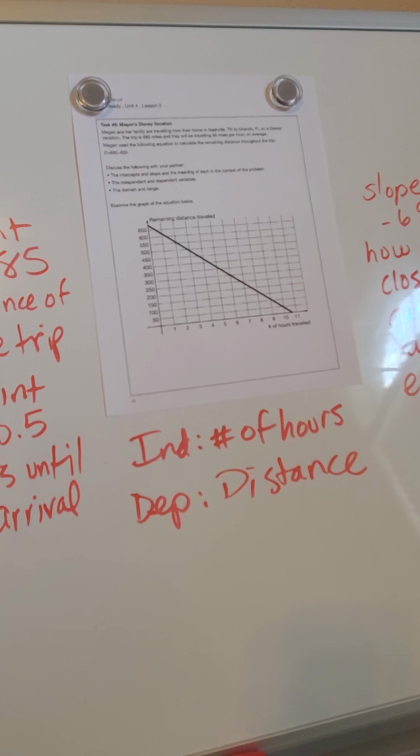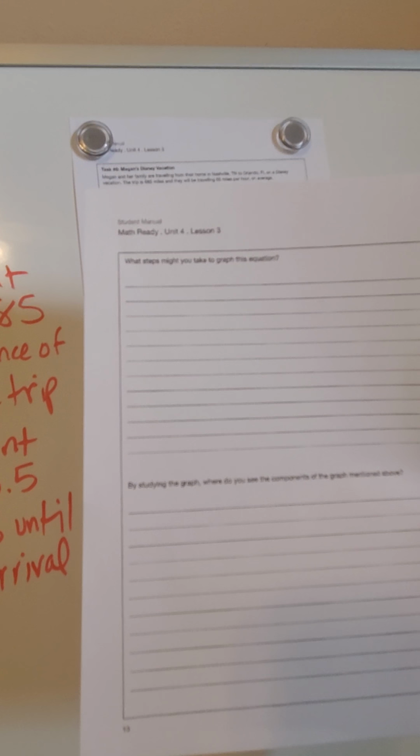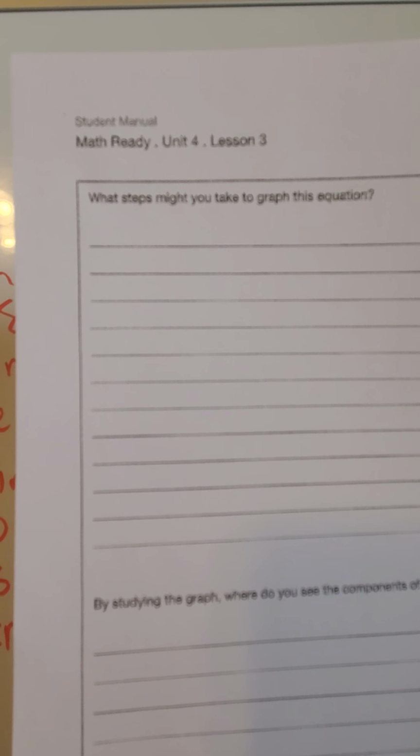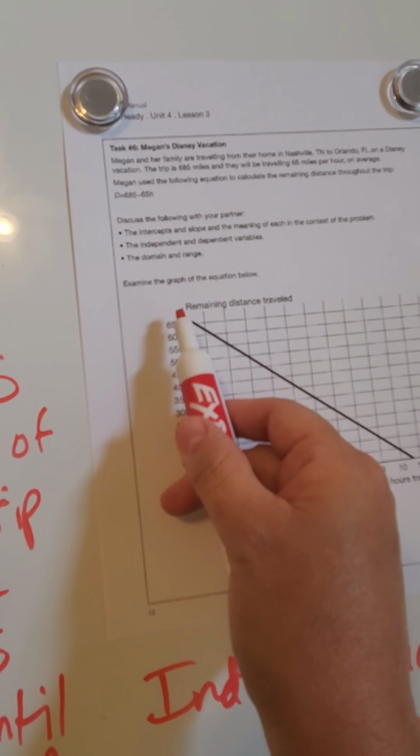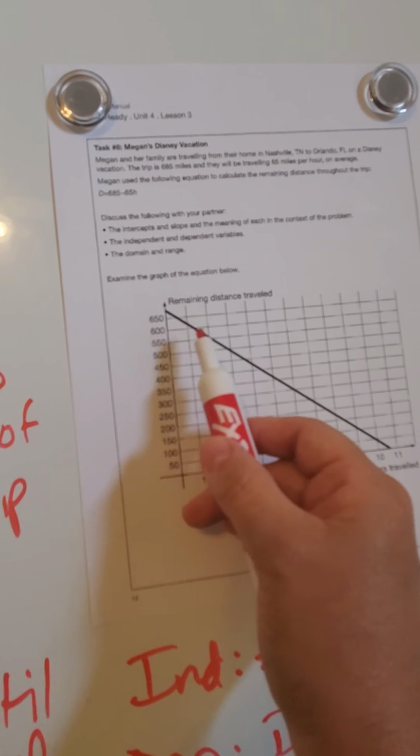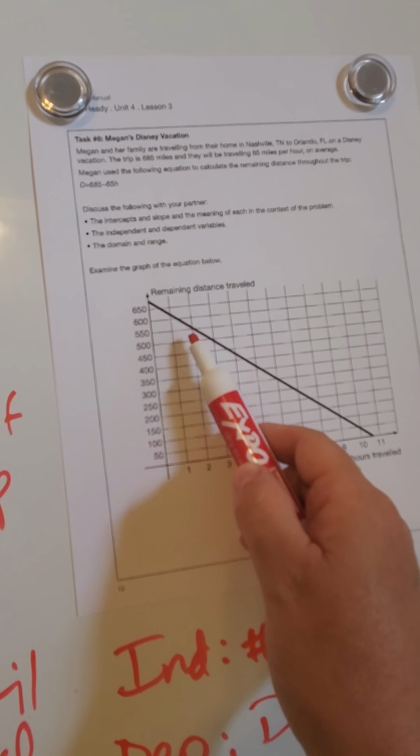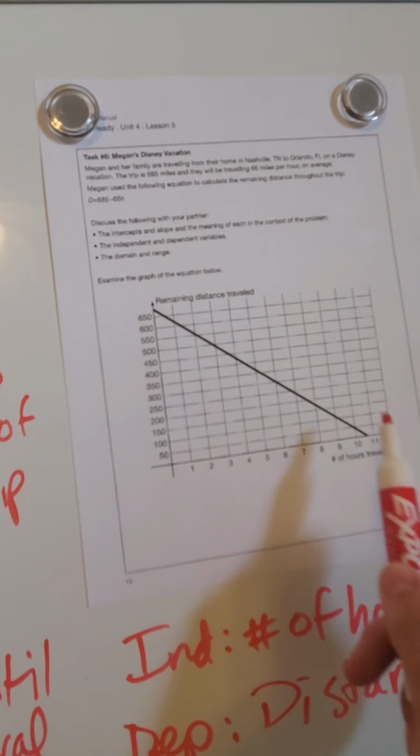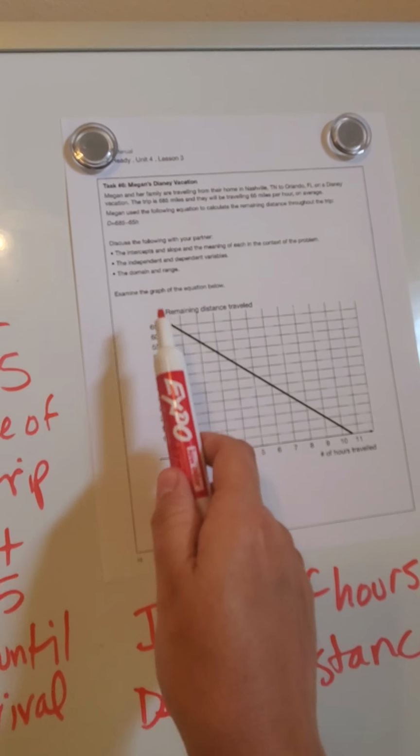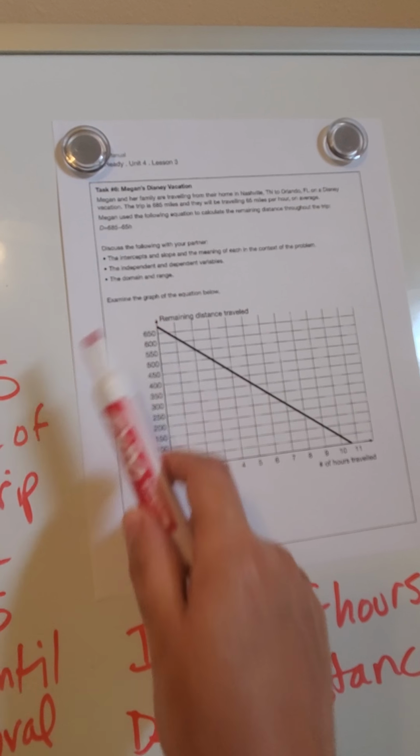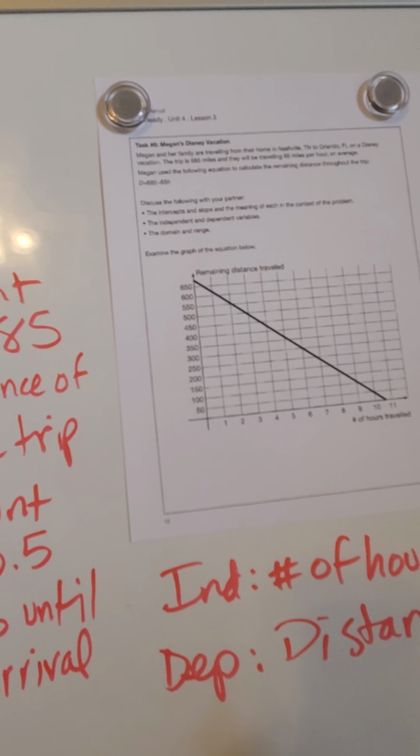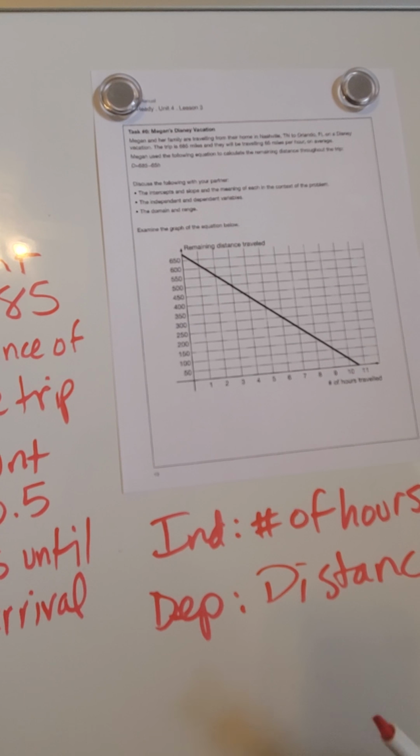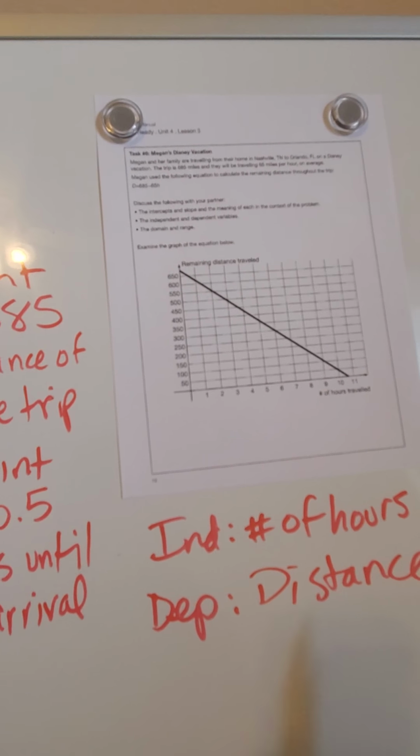Now, on your assignment, the next page, where it says what steps might you take to graph this equation, all you have to put is you'd start at your y-intercept, and then you go down 65 and over 1. Down 65 over 1, down 65 over 1, and you could finish out your graph. Or you could start at 685, figure out what your x-intercept is, and then connect the two. Either way is fine with me. And you can watch this video and listen to that over and over again.